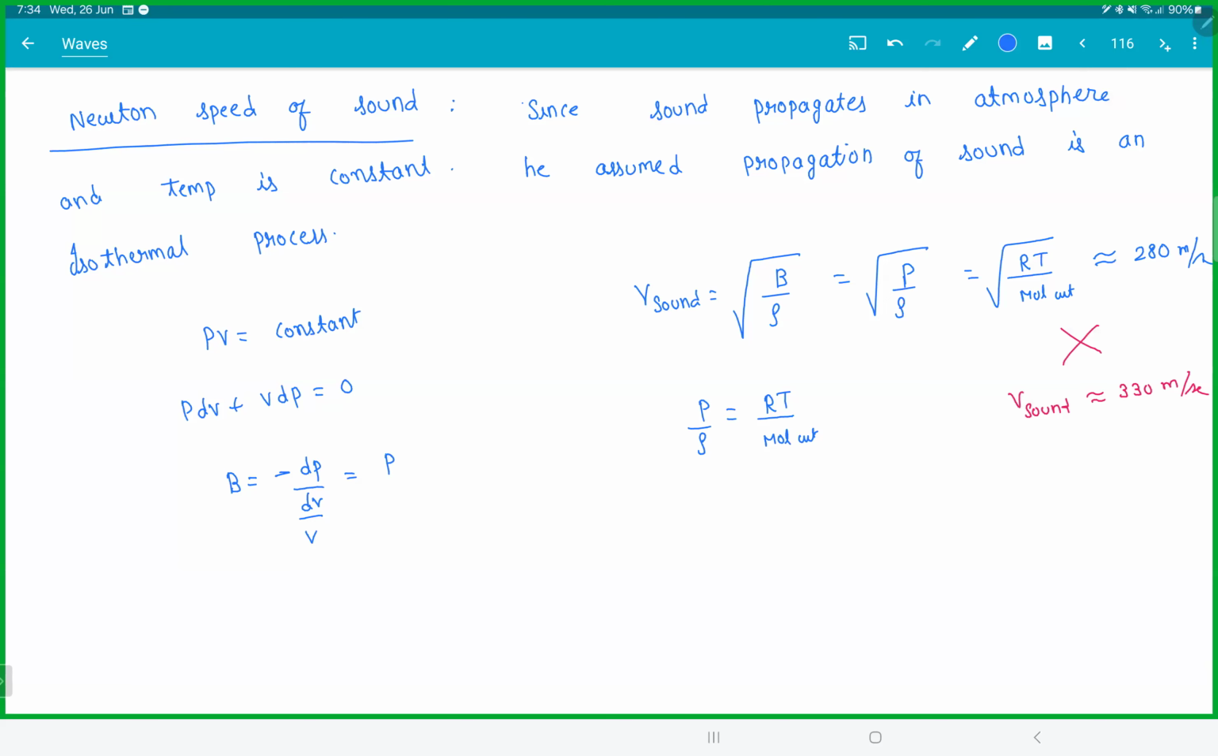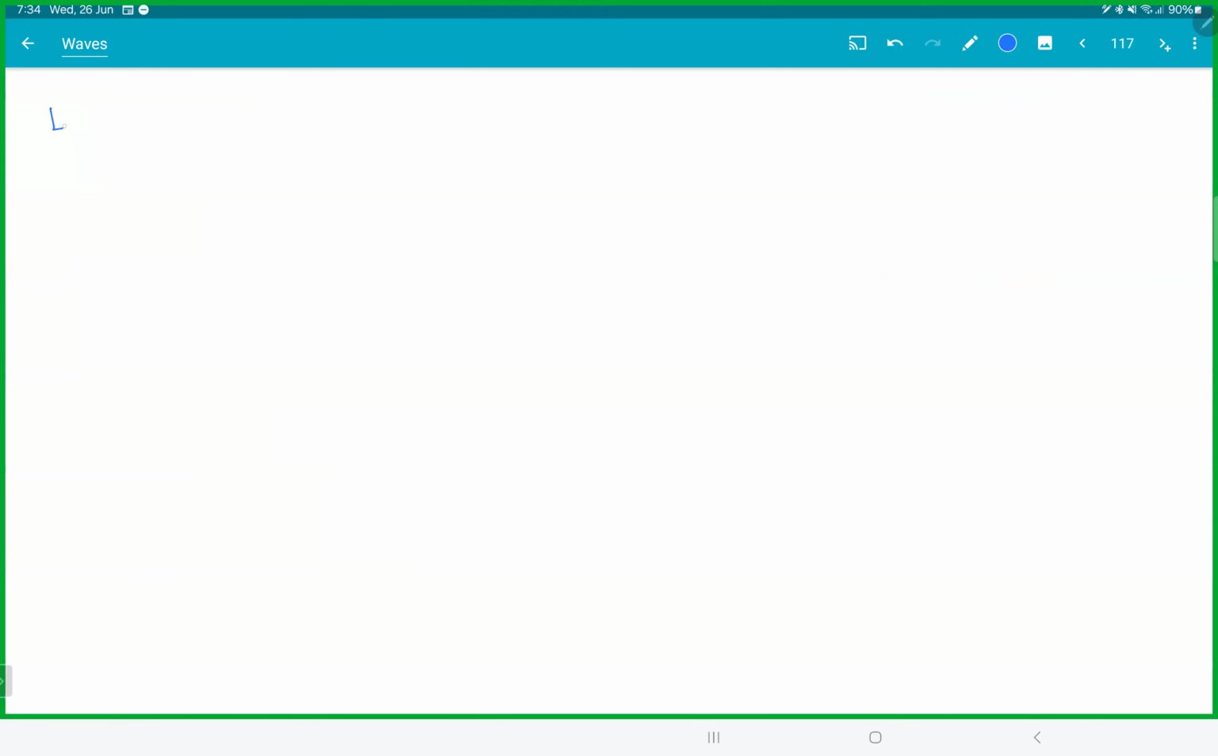Then after this, the guy came, Laplace. He said, the sound is propagating so fast. When you say a frequency of 1000 hertz, what does it mean? This gas is compressing and expanding 1000 times per second. So the compression is happening so fast, you're not giving enough time for heat exchange. If you're not giving enough time for heat exchange, delta Q is 0. What kind of process is this? Adiabatic. So we call this the Laplace correction.